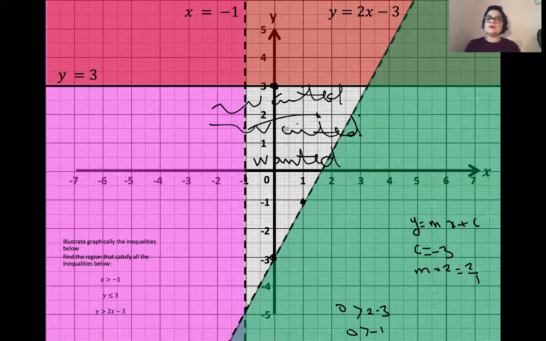Now, can you see where all the wanted shades overlap? So this one here, the blank triangle in the middle, it is the region that satisfies all 3 inequalities. And this is why it's important to not shade the wanted area, shade the unwanted area. It makes the work so much clearer and neat.